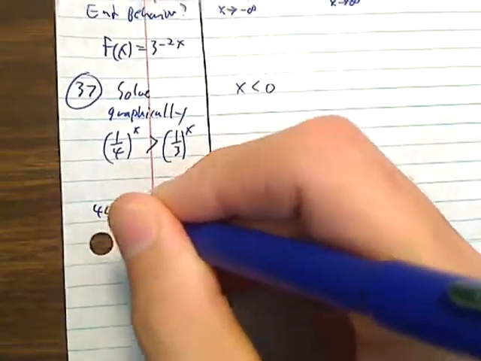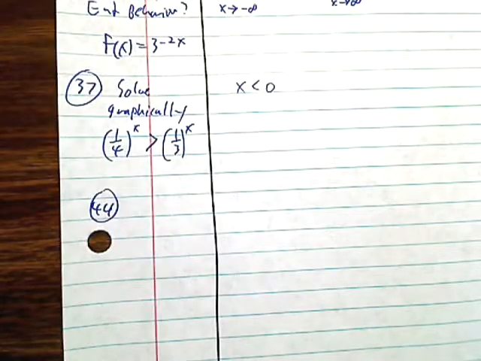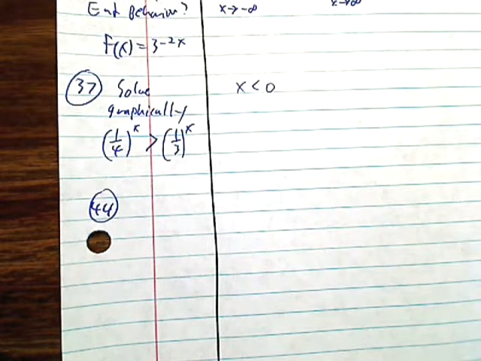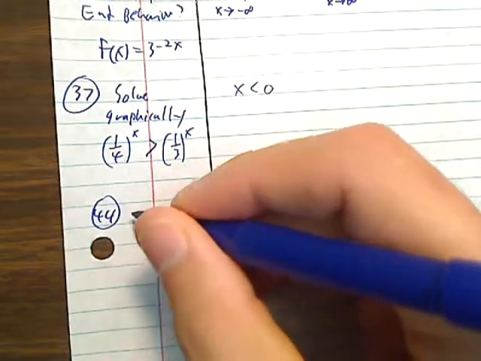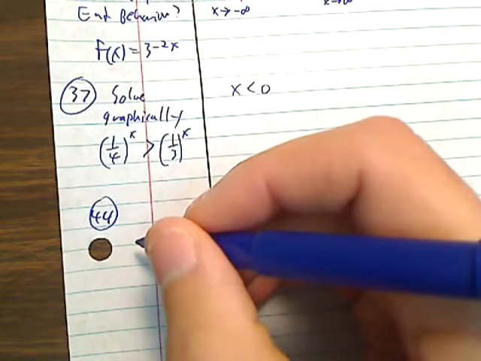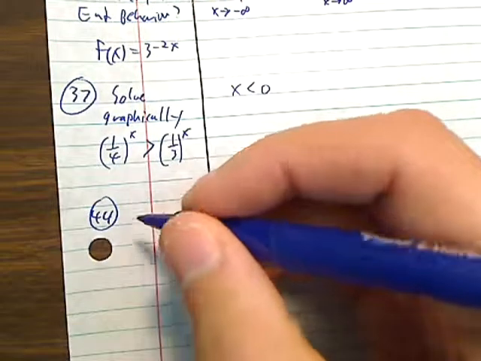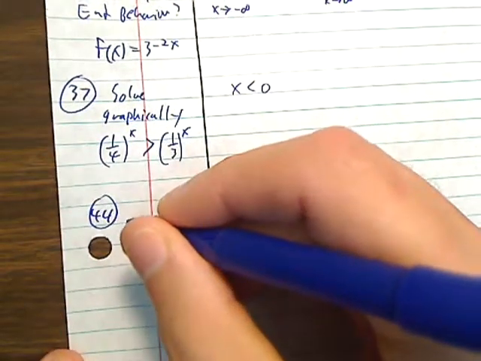Let's look at number 44. Number 44. It says use a grapher to graph the function, find the y-intercept and horizontal asymptotes. So number 44, find y-intercept and horizontal asymptotes.